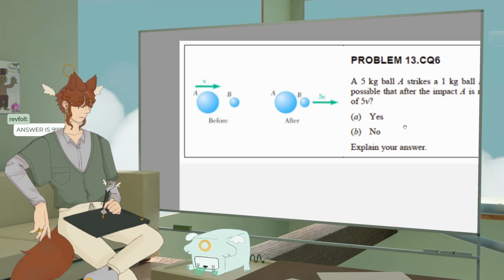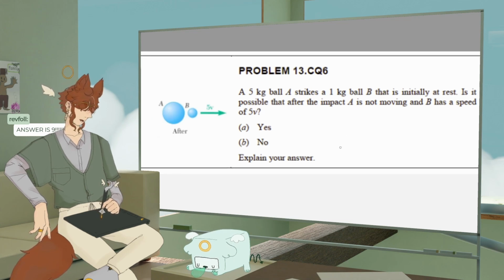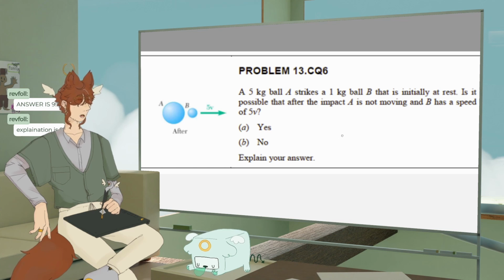Answer is 9. Okay, Rev, you had a 50-50 on this one. You could have 50-50'd it. It's definitely not 9 because they're asking a yes or no question. Explanation is 9? Oh, I see. Gigabrain.